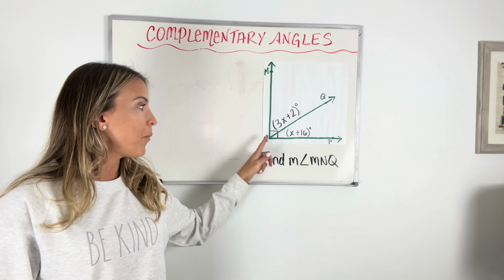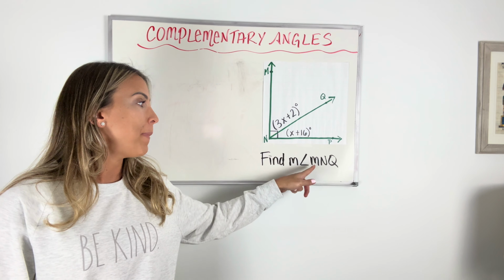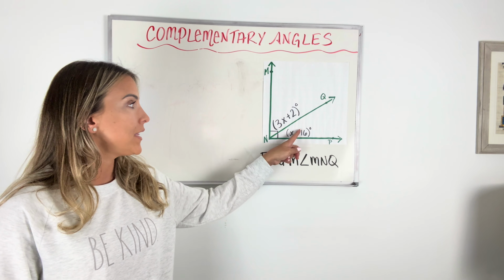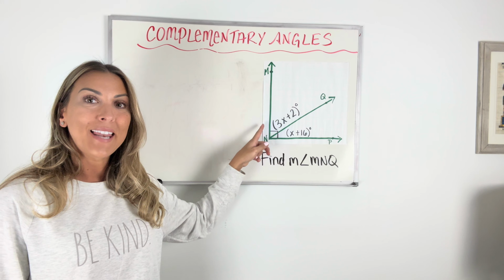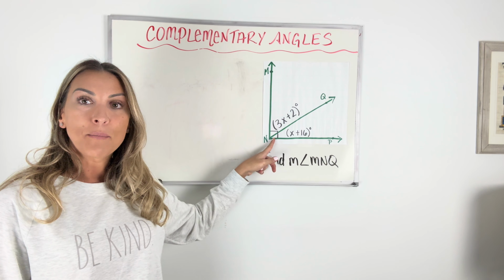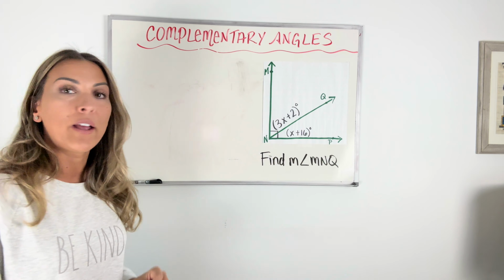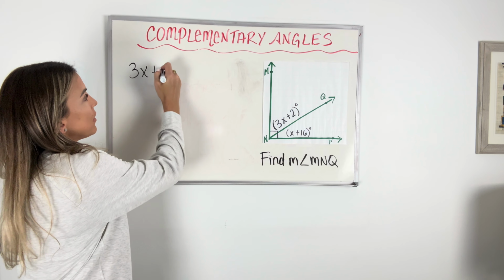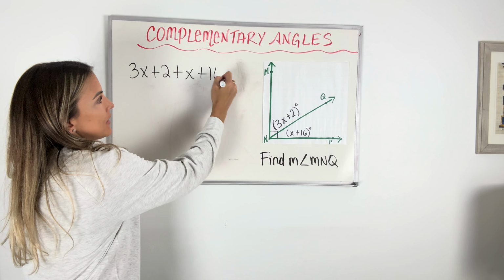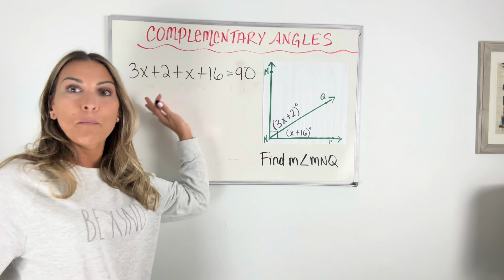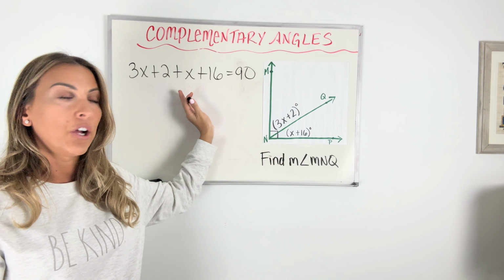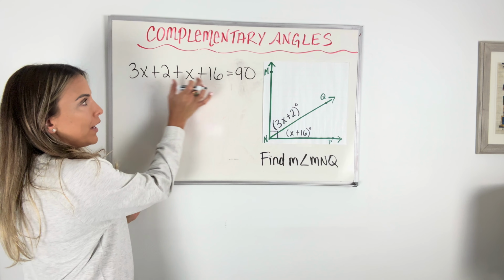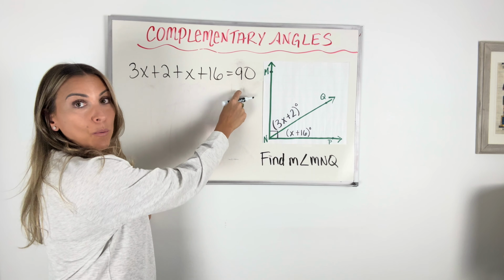In this problem, we're asked to find the measure of angle MNQ. First I look at my two angles, I assess the kind of relationship I have. I see that these two angles together make a 90-degree angle, right? Given that box. So I'm dealing with complementary angles. Because these two angles together add up to 90, I'm going to set up my equation like this. 3x plus 2 plus x plus 16 equals 90. This is the most important part of these problems. If you can come up with the equation, you're good, right? So this angle plus this angle equals 90. That's exactly what I said here, right? That's the one angle, that's the other angle, and together they equal 90 degrees.